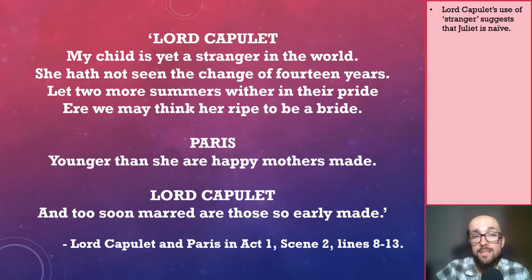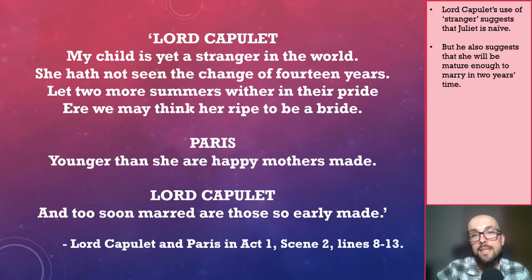In Lord Capulet's eyes, then, his daughter is still a child. Although that is not to say that Lord Capulet thinks that Juliet is an absolute baby. When he says that he and Paris can revisit this conversation after 2 more summers have withered, Lord Capulet suggests that he thinks Juliet will be mature enough to be a suitable marriage prospect in only 2 years' time.